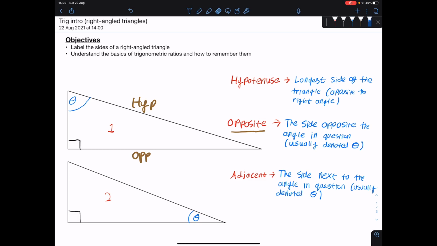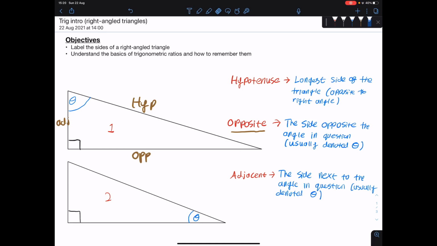Finally, we want to label the adjacent side, and adjacent literally just means next to or adjoining something else. So here, the adjacent side is just a side that is next to the angle in question. So if we look at our angle and we look at the side next to it, which isn't already labelled, then this is our adjacent side.